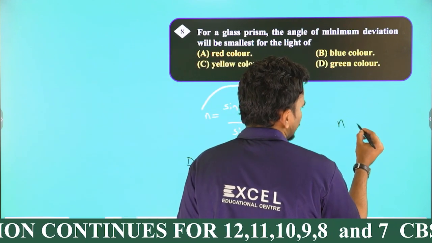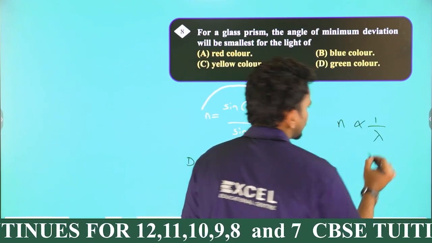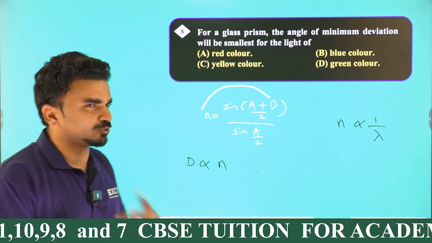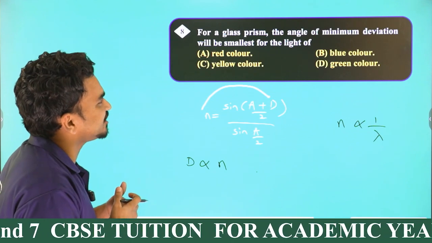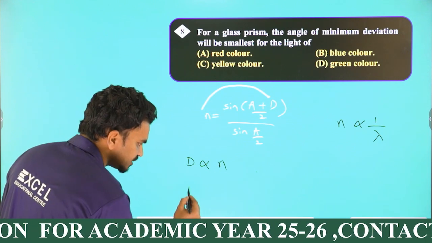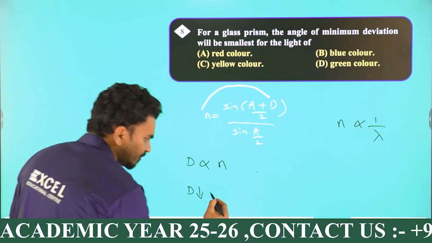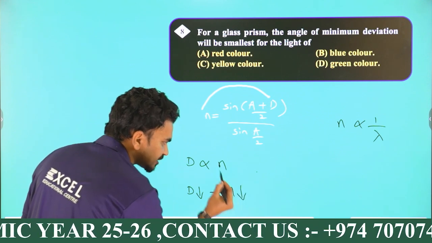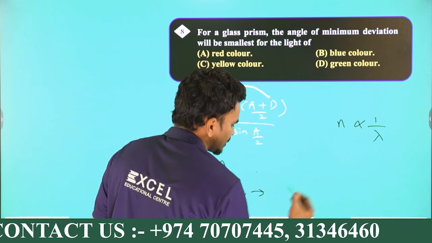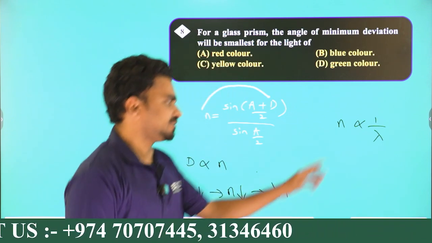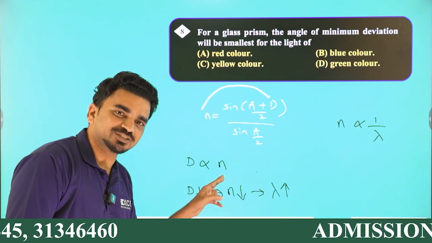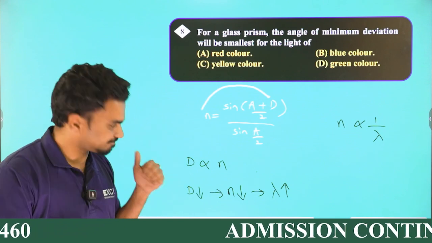The refractive index has a relation with the wavelength: they are inversely proportional. Okay, we are close to the answer. Then what do we need to find? The angle of minimum deviation will be smallest. So when it is small, the value of D is less. The value of D is less when the value of refractive index is less. The refractive index N will be less when lambda is more. The more the wavelength, the lesser the refractive index. The lesser the refractive index, the lesser the angle of minimum deviation.